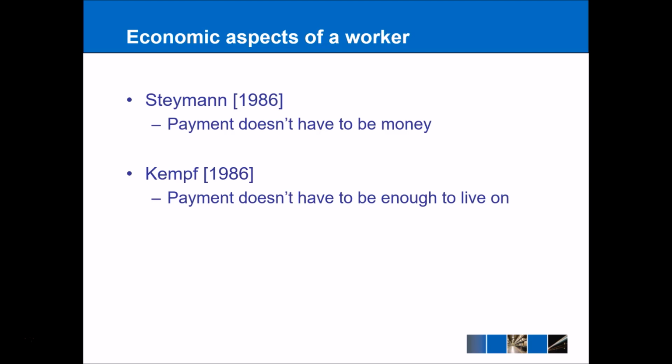So in the Steymann case, we found that the remuneration or the payment doesn't actually have to be money. So if you work in a job and you get paid with food and board, for example, then that's enough to still count you as a worker in the eyes of EU law. And also in Kempf, they decided that the payment, if it is in money, doesn't actually have to be enough to live on. So in that case, the worker still relied on benefits from the state in order to be able to live in the country. And they said that that was still okay. They were still classed as a worker, despite not earning very much.